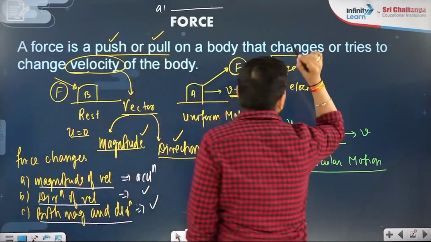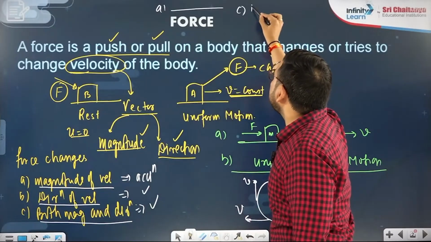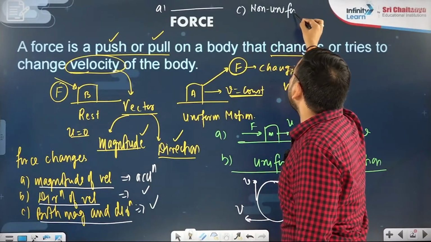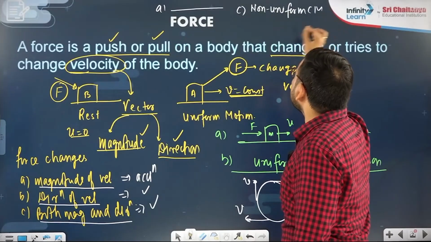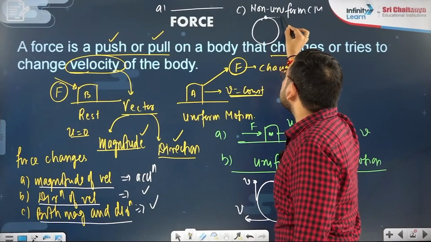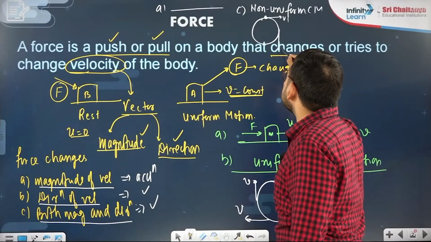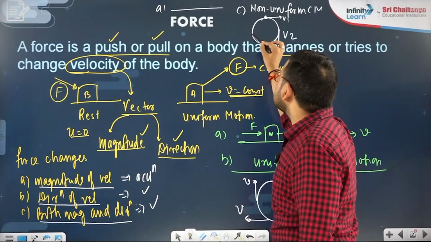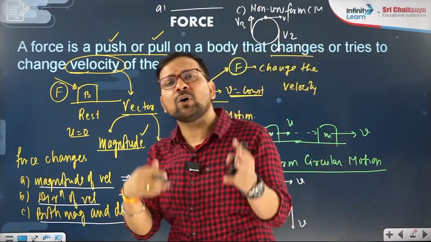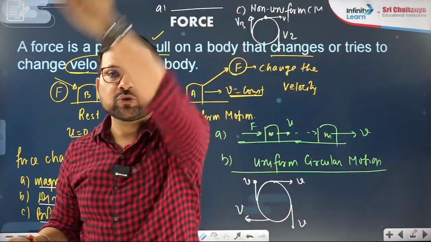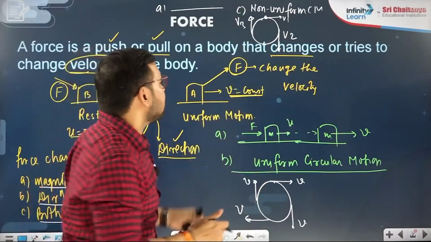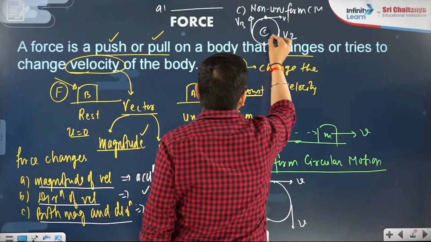And in the third case, in example C, if we talk about non-uniform circular motion, what happens here? This is non-uniform circular motion. Here speed is V1, here speed is, let's say, V2, then speed is V3. So speed is changing, direction is already changing. In circular motion, direction is changing at every point, but speed is also changing. So that is example C.